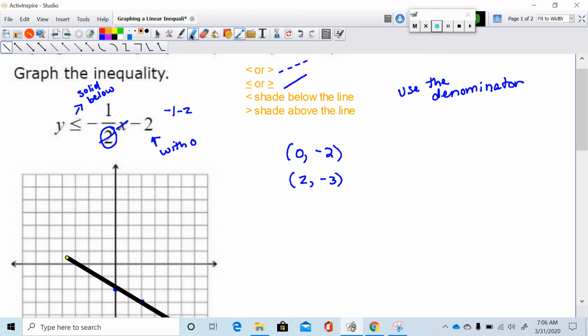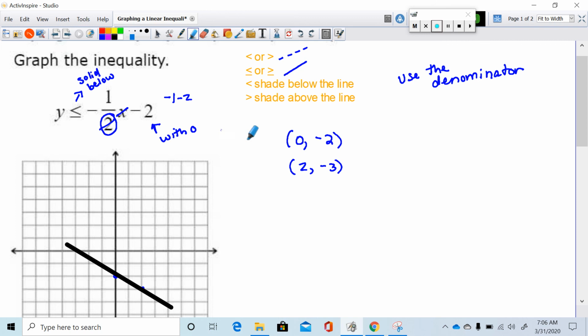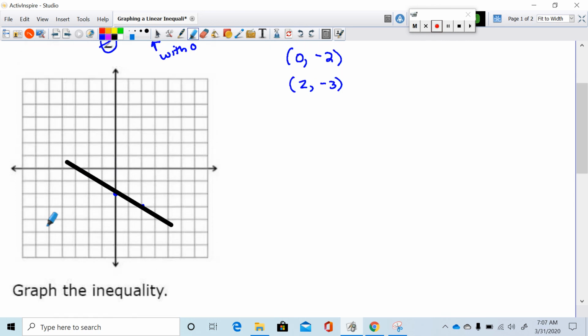And I'm going to shade below the line. Let me move this down here a little bit. I'm going to shade below the line. As long as we can tell it's below the line, you're good. And that one is finished.